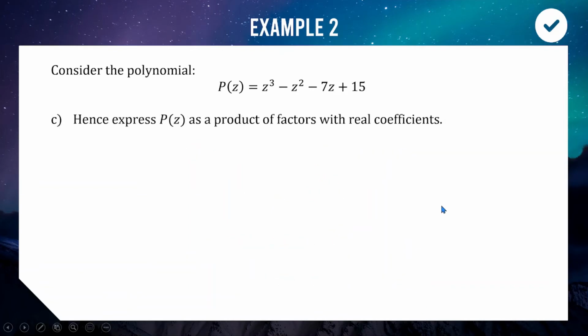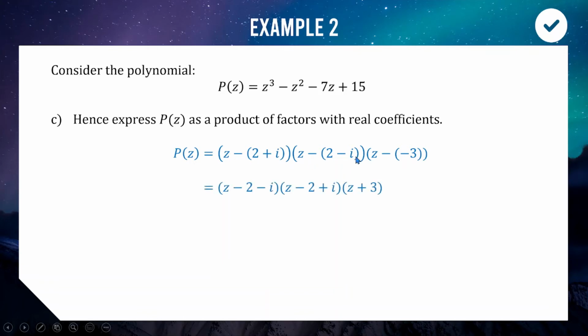Now part C, hence express the polynomial as a product of factors with real coefficients. Okay, now that we know the roots of our polynomial, we can write it in factored form like this. So we have z minus 2 plus i, z minus 2 minus i, and then z minus minus 3. Now, to have our answer as a product of factors with real coefficients, we're going to need to multiply these 2 conjugate terms together. There's a clever way we can do that.